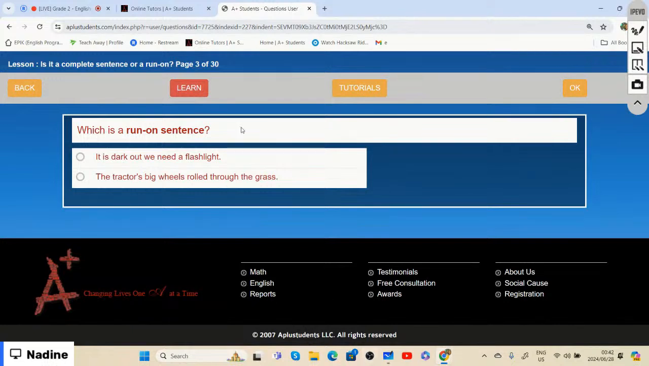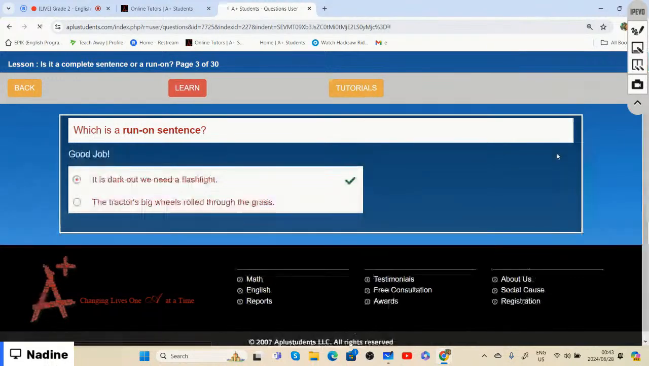All right, so yes, we can say option one, because option one shows it is dark outside, we need a flashlight. So that is two sentences in one. Well done. Option one is correct.